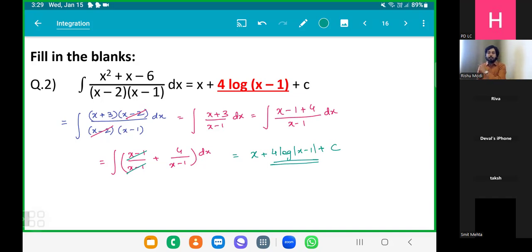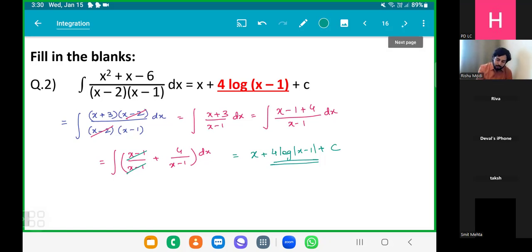So no need of doing partial fraction, no need of doing completing the square. Straight away find the factors of the numerator and simplify the sum. So that's your question number 2, which is x plus 4 log mod x minus 1 plus c. Maybe my answer looks like a bracket part, but it should be a modulus part. Whenever you write answers of log, always please write that in modulus.